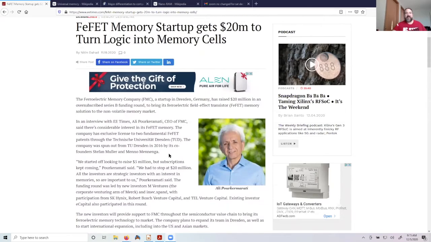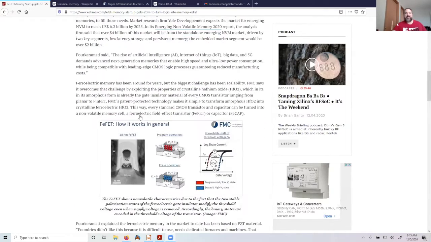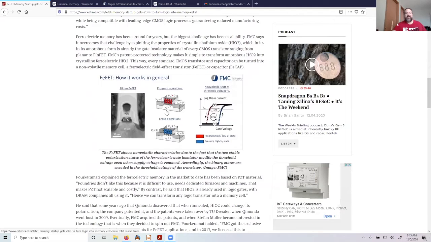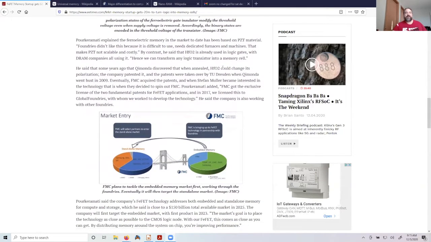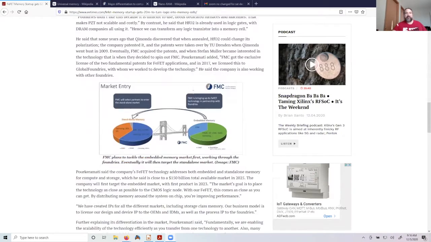And then as I started reading the article, it had these diagrams showing how this technology works, and I'm like, this is it. This is the universal memory. As I read more and more, basically they're using this hafnium oxide, which I've never really heard of. So it's a new approach, and I was like, wait, I got to dig into this company a little bit more.